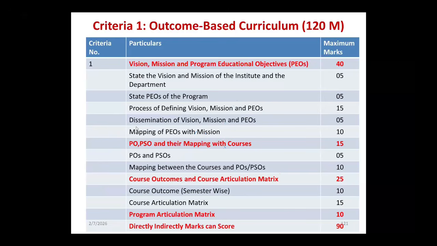Then the PO and PSO mapping and courses, then course outcomes with the course articulation matrix, and the program articulation matrix. So directly or indirectly, you can score 90 marks in criteria 1 out of 120, because I am showing how the student chapters and professional activities are related with each and every criteria.